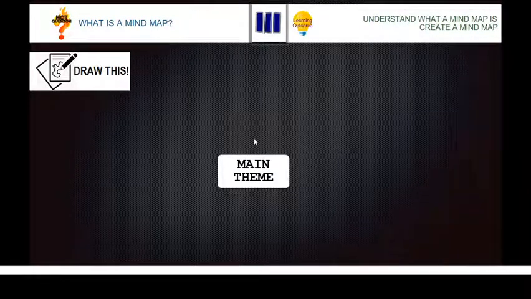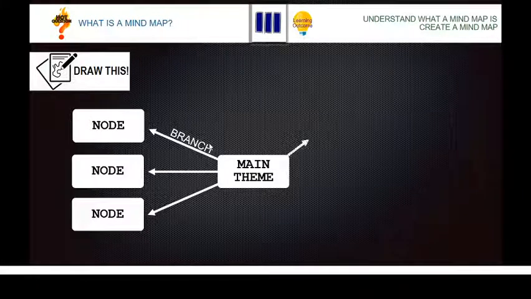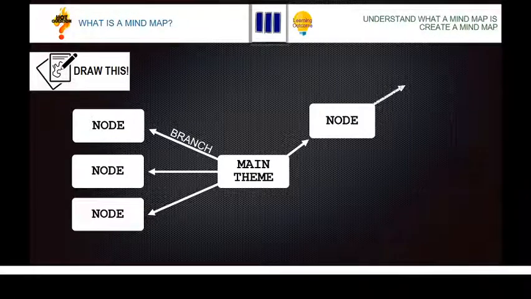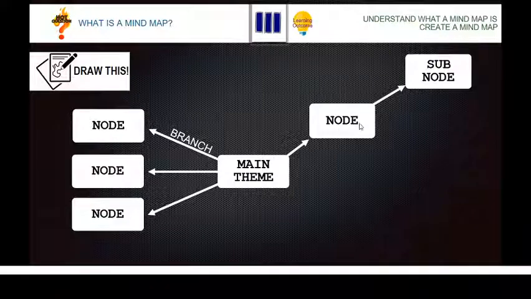When we create a mind map, the first thing we need to create is the center node. This will be the main bubble in the middle of the mind map. We then branch off the center node using arrows, and we call these arrows branches. Connected to the center node are what we call our nodes. So we have our main center node in the middle, and then our nodes connected to the center node with branches. We can also have subnodes connected to our nodes.